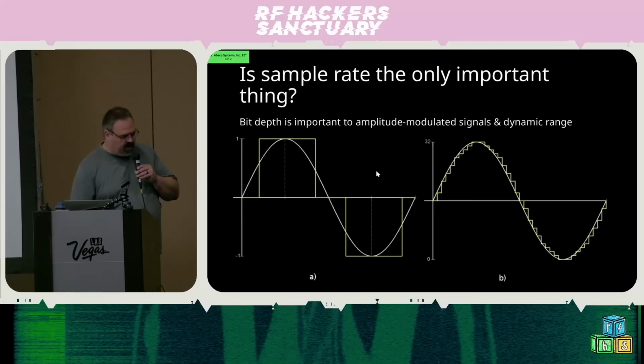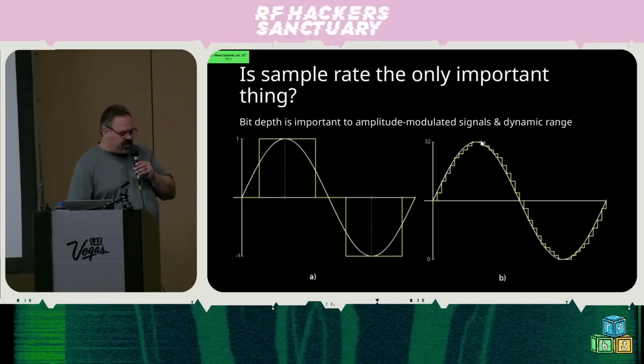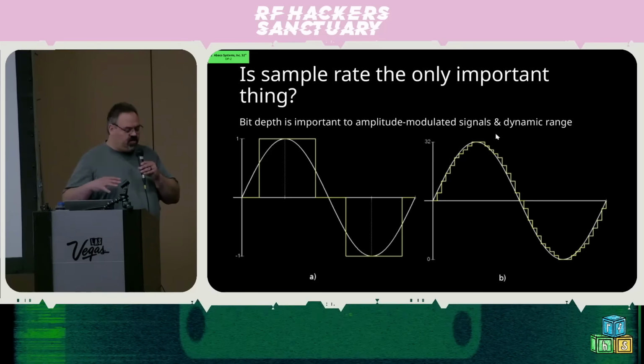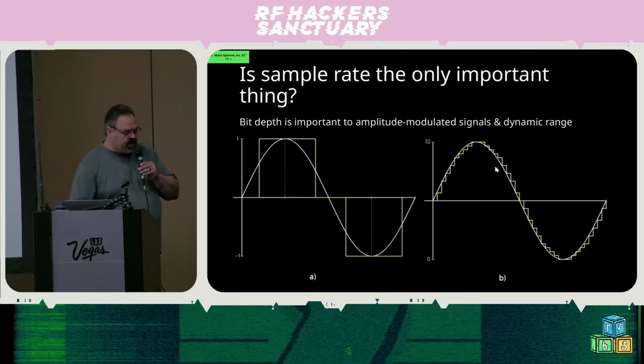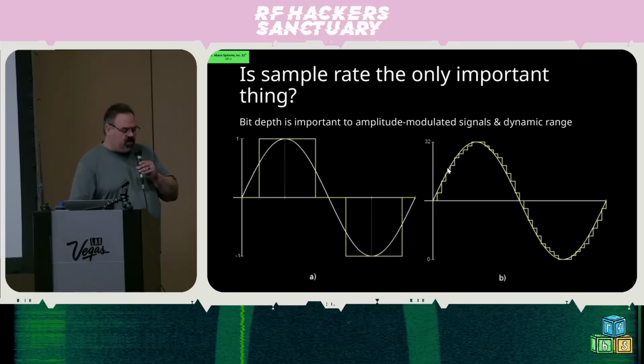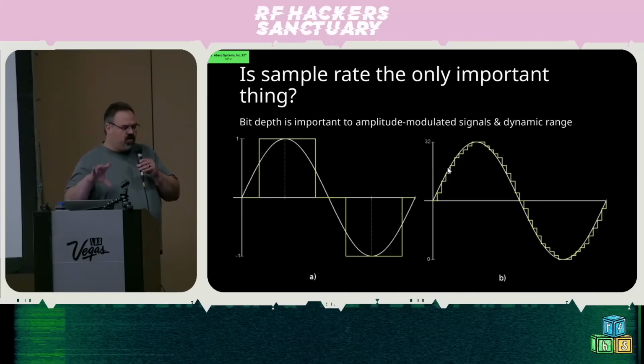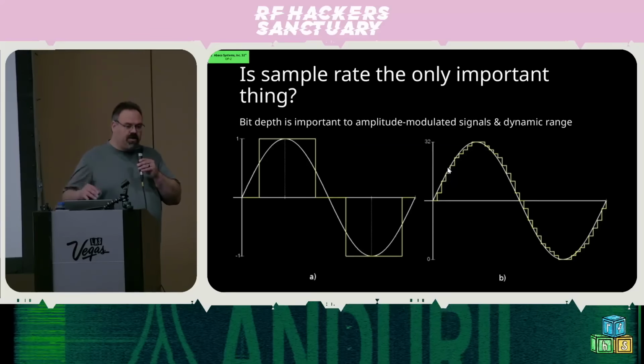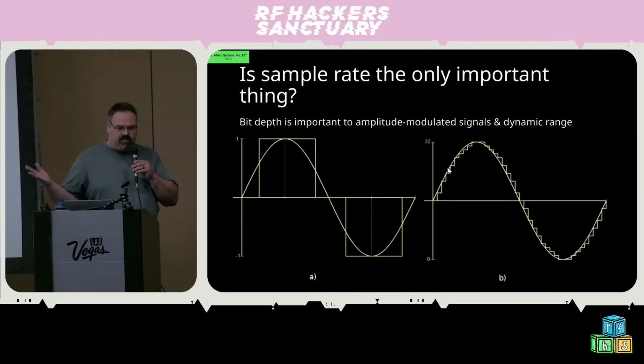So as you increase the number of bits, you can more accurately reconstruct this. And you'll be able to capture any other weaker signals that are mixed in there as well. It gives you what's called dynamic range. So more sample depth, better.